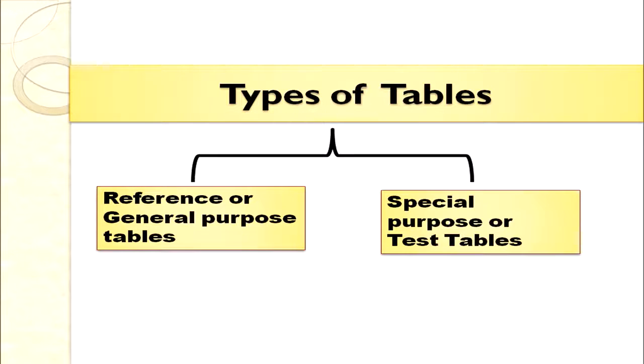So, once we know about what are the different parts of the table, now I can discuss the different types of a table. There are 2 different types of a table. Reference, popularly known as journal purpose tables. Other is special purpose or test tables. So, tables can be constructed in 2 ways. Let us discuss them in detail.